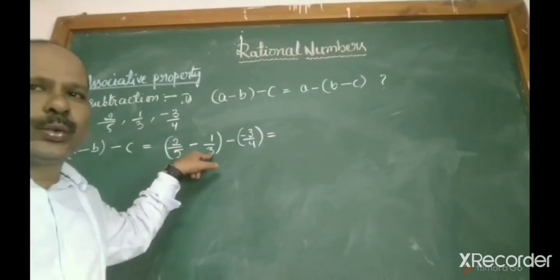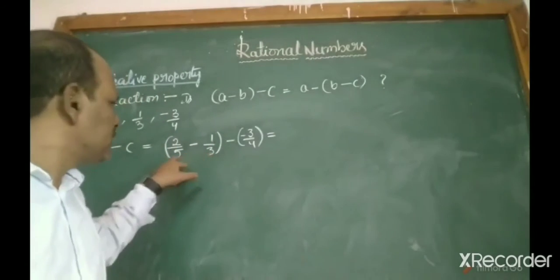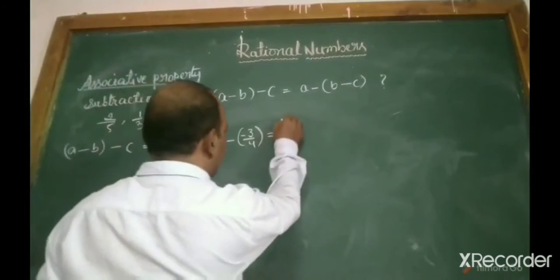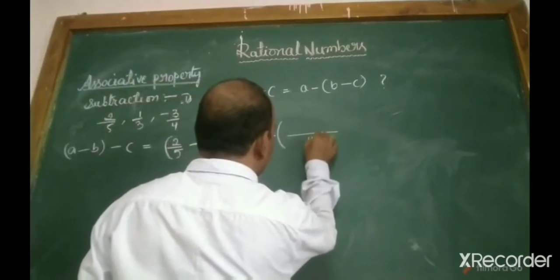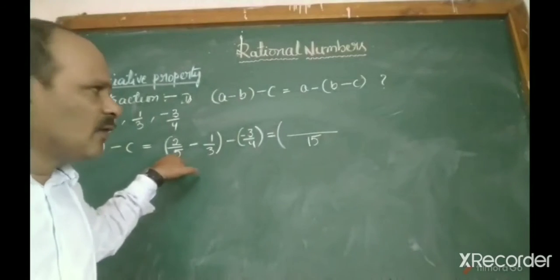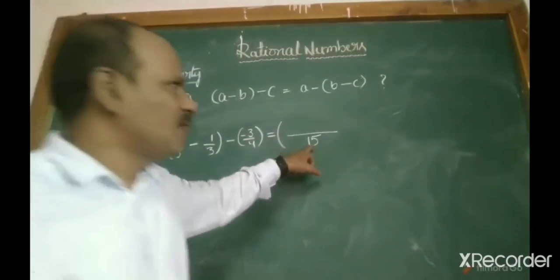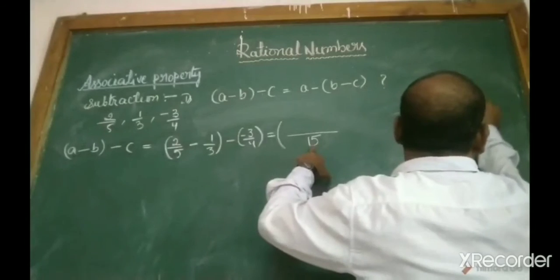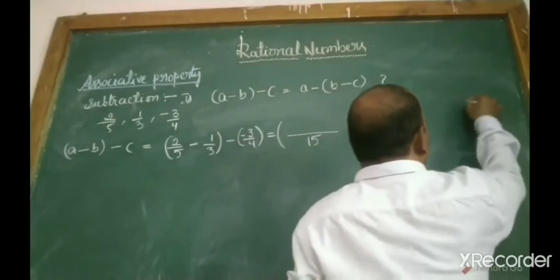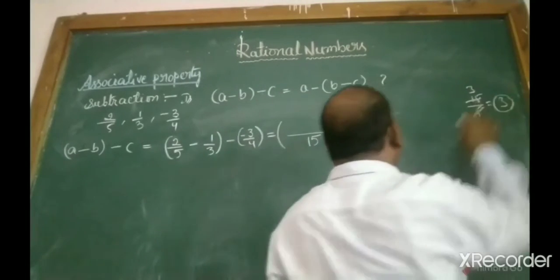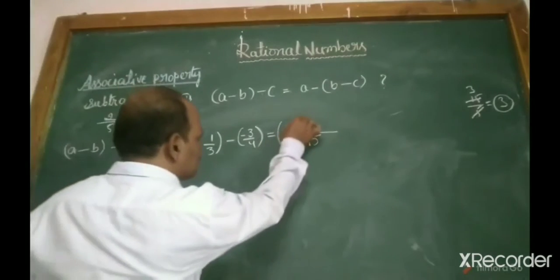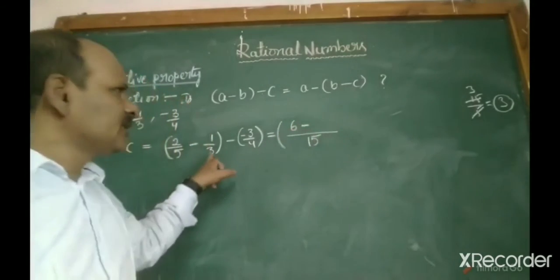First, let us do LCM for the denominators, that is 5 and 3. The LCM of 5 and 3 is 15. This 5 goes 3 times in 15. 15 by 5, 3 times. So with this 3 I have to multiply the numerator. 3 2 are 6, minus here 3.